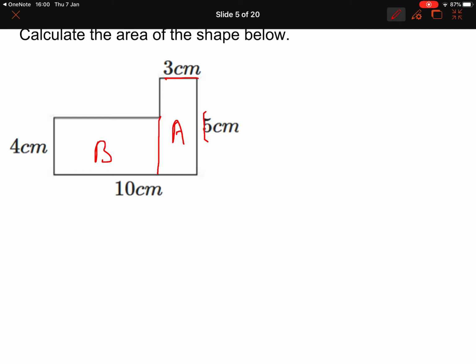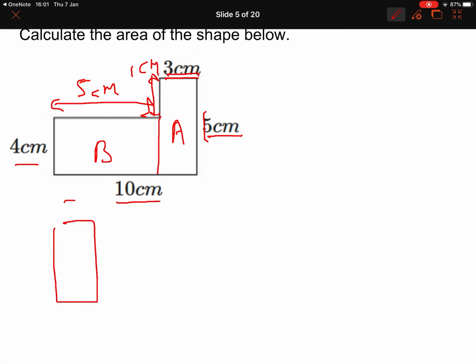Okay, now before we do anything, one thing I mentioned to you last lesson is to fill in your unknown side. So it gives you the choice of how you want to split it. So this side here will just be 10 take away 3, so that's 5 centimeters. And this side here will be 5 take away 4, which is 1 centimeter, okay? So rectangle A will look like this. It will be 3 by 5. The area is length times width, which is 15.